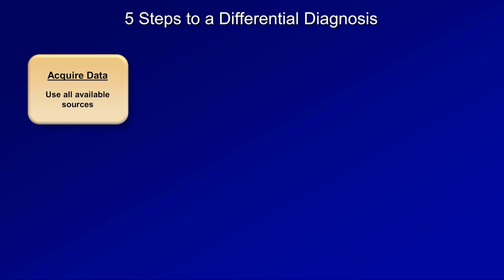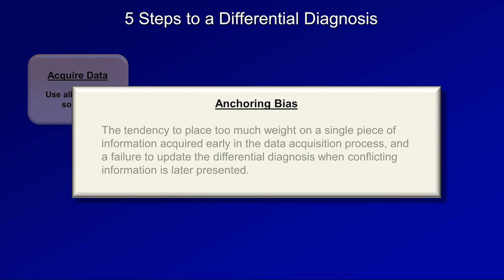As you gain experience with clinical reasoning, you may begin to find yourself skipping the 5-step process and actually start developing differential diagnoses as you are talking to and examining the patient, that is, as you are acquiring the data. This skill dramatically helps with efficiency and helps choose the most appropriate diagnostic tests. However, it does not necessarily result in a more accurate diagnosis in the end, as it sets one up for something called anchoring bias. Anchoring bias is a tendency to place too much weight on a single piece of information acquired early in the data acquisition process, and a failure to update the differential diagnosis when conflicting information is later presented.